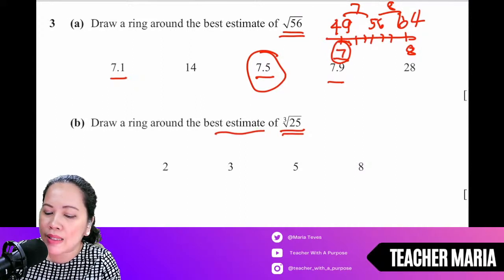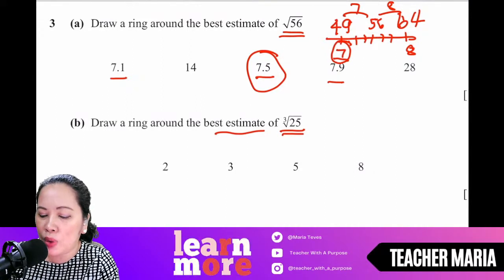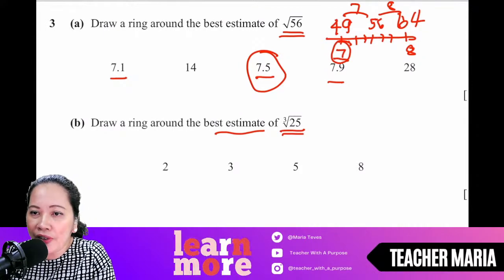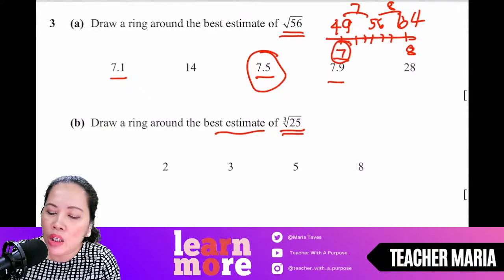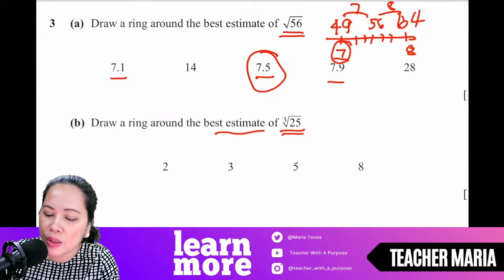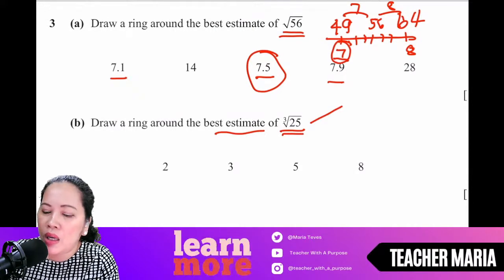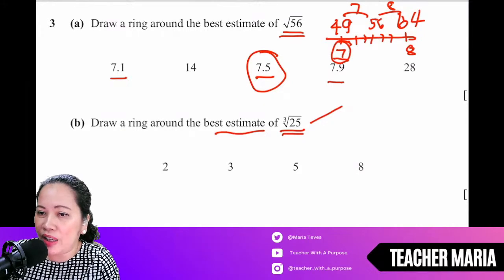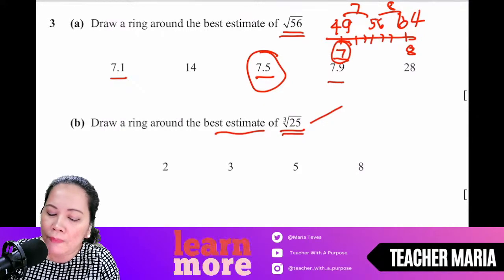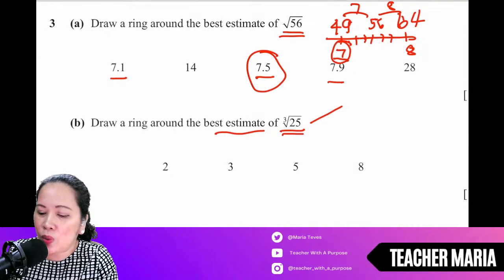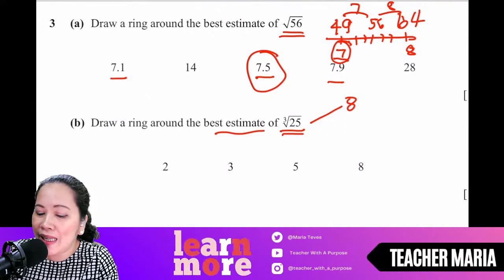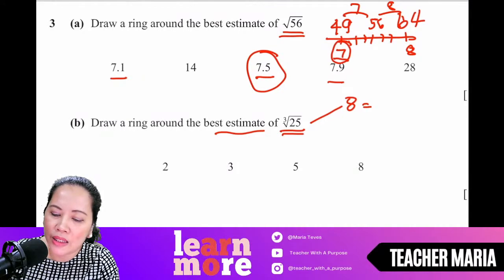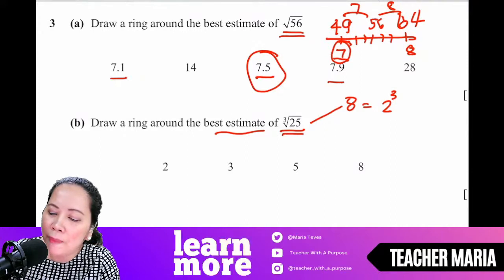This one is a cube root. Draw a ring that best estimates the cube root of 25. Now, 25, that's a cube root, right? So what we need to do is determine what are the cube numbers before and after 25, because you are asked to estimate. So what's the first one? If you have a 2 cube, that's an 8.